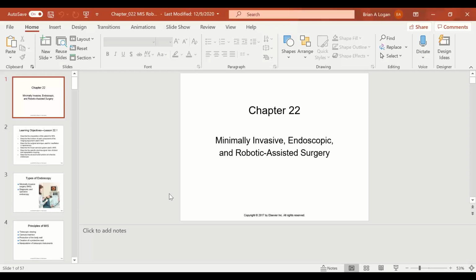So this is minimally invasive, endoscopic, and robotic surgery. Minimally invasive just means that we're going through small incisions. We're using some kind of port or trocar to feed instrumentation through to get us to the area we need to work.